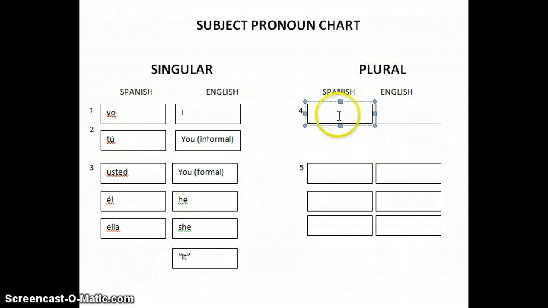Let's go to the plurals. You remember the long word for we in Spanish? Nosotros.